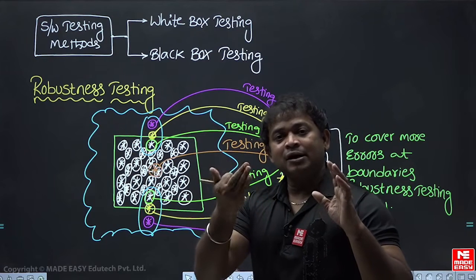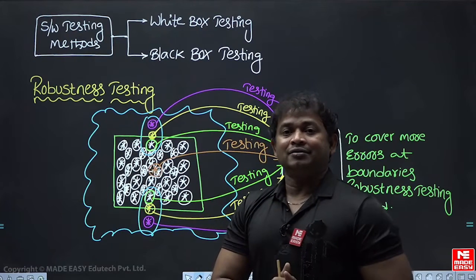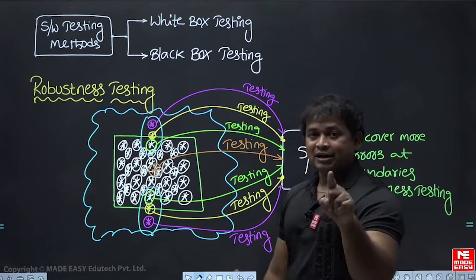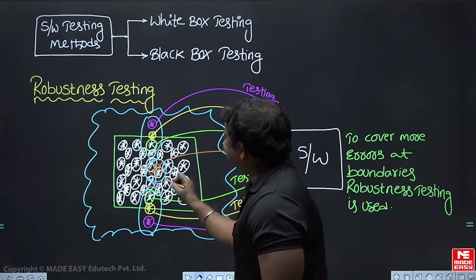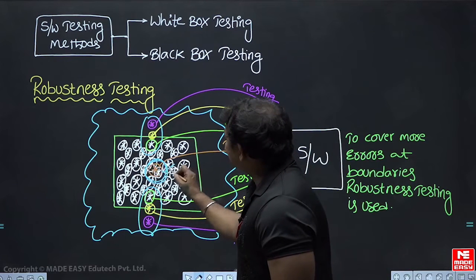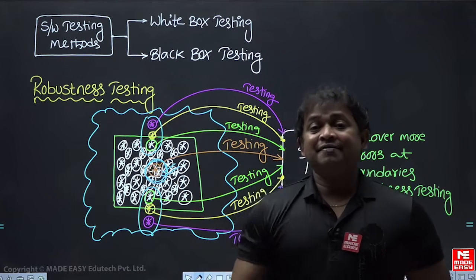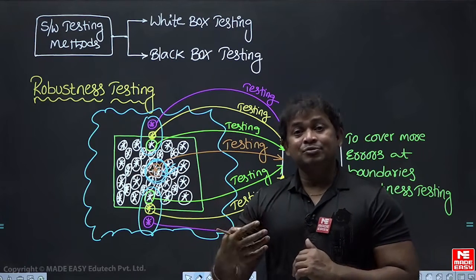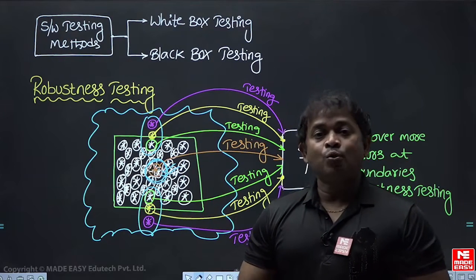Another just above the upper limit, another just below the upper limit. Total 6 test cases are required to test the system to cover more errors at boundaries. Clear? Now only one test case is used in the center. So the center test case is only one, boundary test cases are 6. So total 7 test cases are developed. Later, test the system with 7 test cases to cover more errors at boundaries.